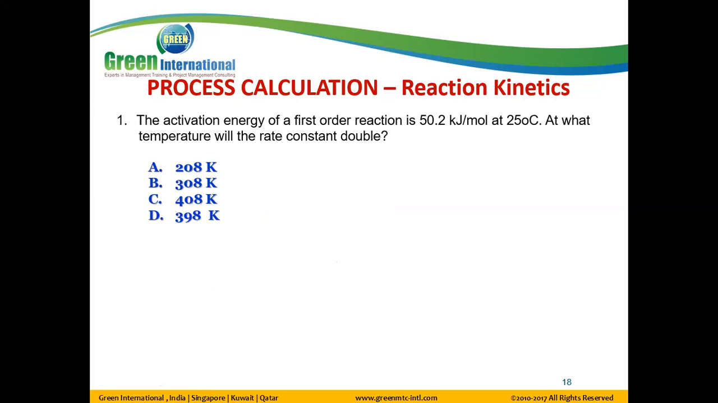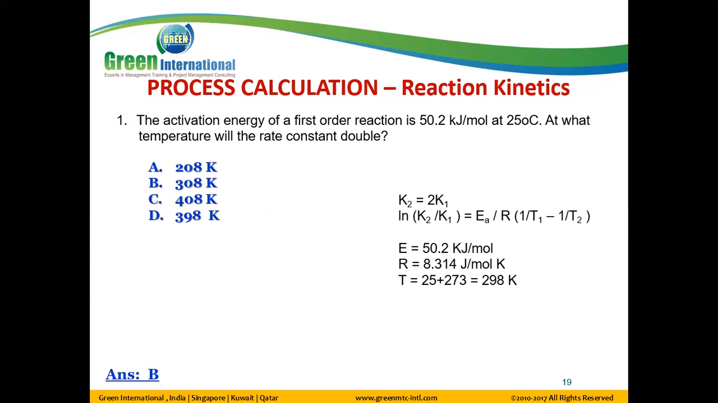Let's take one example of calculation. The activation energy of a first order reaction is 50.2 kilojoule per mole at 25 degrees centigrade. At what temperature will the rate constant double? In the question, Ea is given and the temperature is given. The rate constant doubling means K should be double.